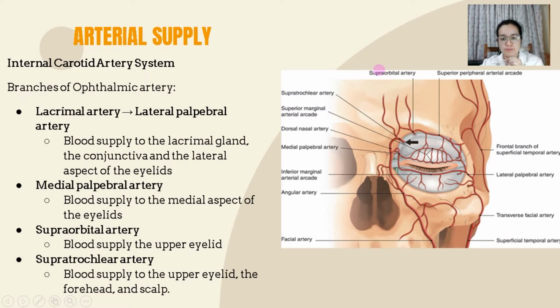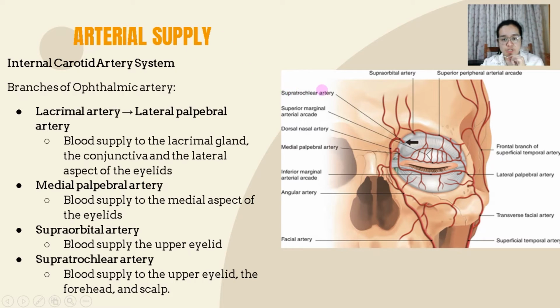Then the supraorbital artery supplies the upper eyelid, the scalp, the forehead, the levator muscle, the periorbita, and the diploe of the frontal bone. Its terminal branches form anastomotic networks with their contralateral counterparts, the supratrochlear arteries, and the superficial temporal arteries.